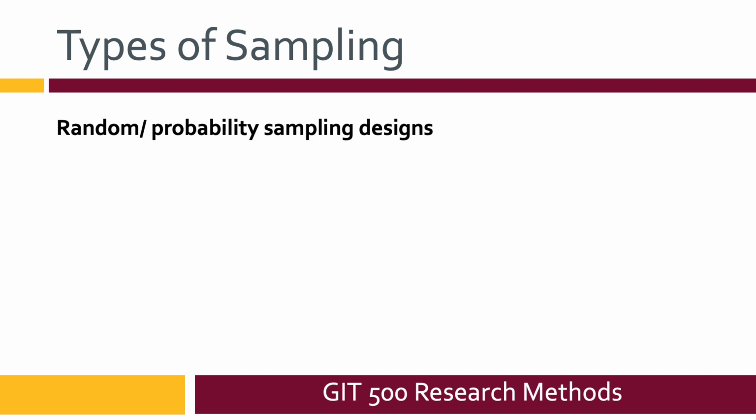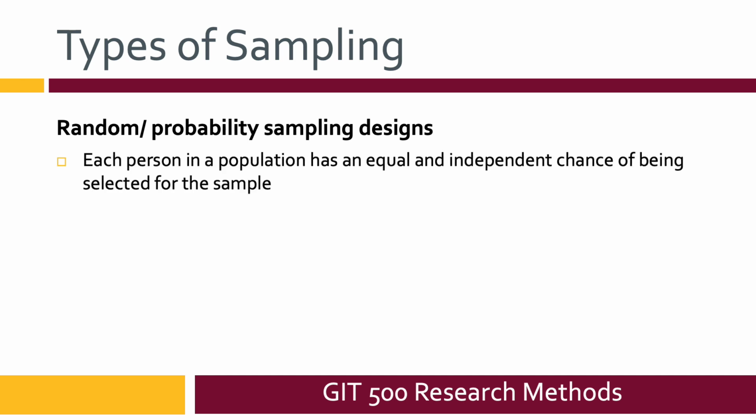There are two types of sampling. You have random or probability sampling designs, and that just means every person that's in the whole defined population has an equal and independent chance of being selected for the sample. People are not individually being picked. So if you think about the 150,000 graphic designers in Phoenix, you're not going to go out and say, well, I only need 100, so I'm going to go and find 100 names and ask them to participate.